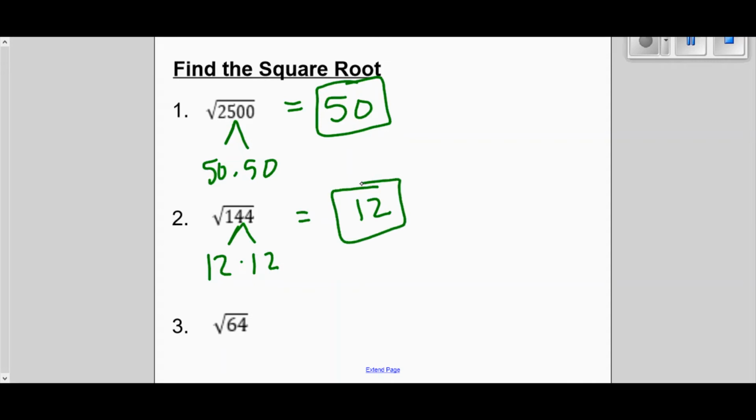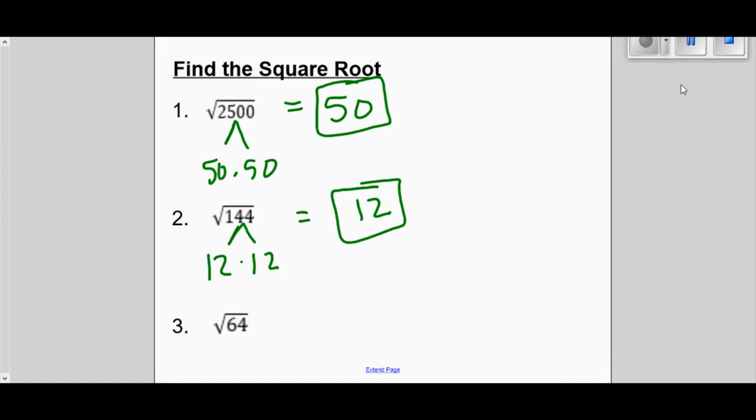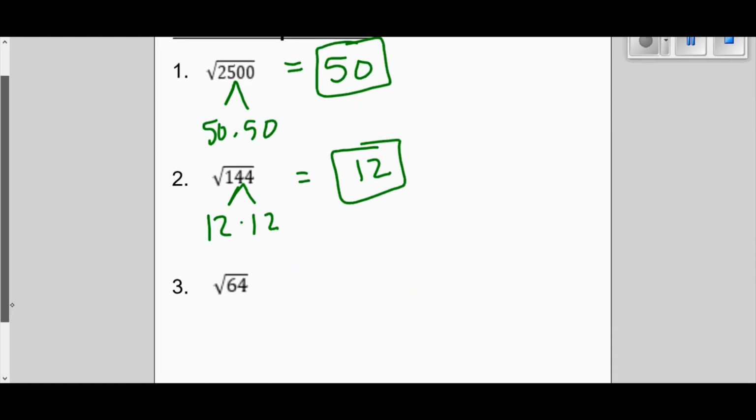And if you're not sure, guys, you can use the calculator. In MathXL, you have a calculator. Here's how you would do this in the calculator. You could type 144 and then click the square root button. Here's the square root. Click it, and it will give you 12. So if you're not sure if something's a perfect square, you can always use your calculator in MathXL to help you there too. So number 3, the square root of 64.